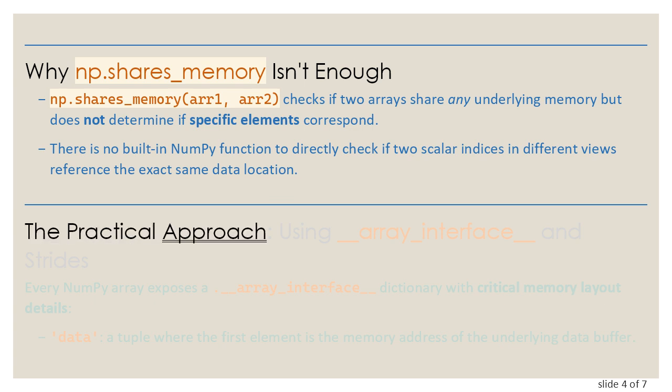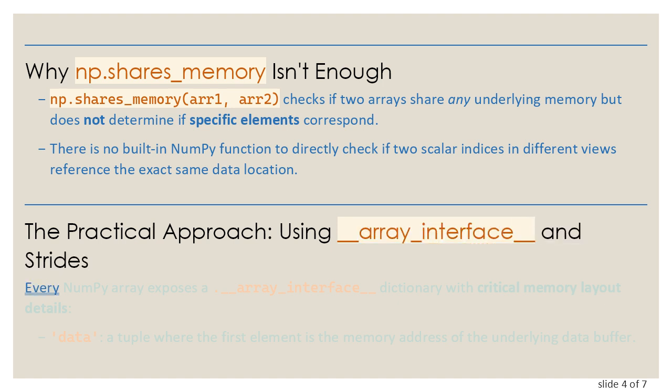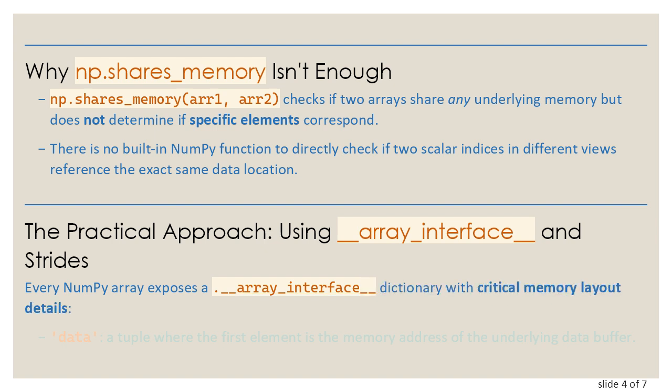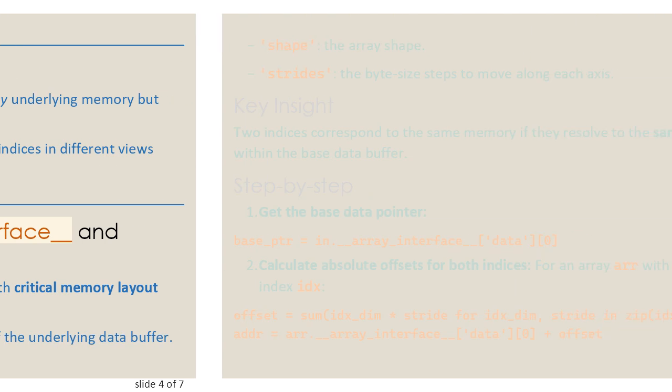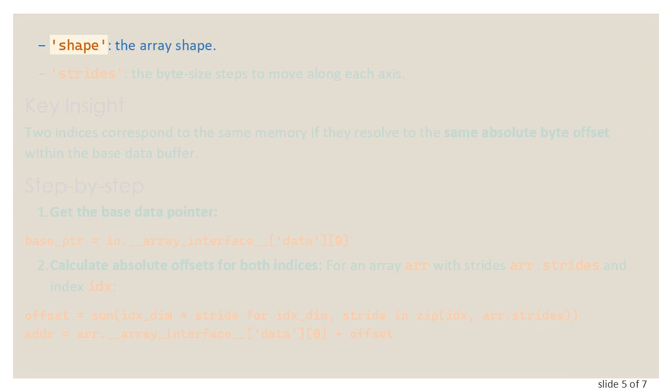The practical approach, using __array_interface__ and strides. Every NumPy array exposes an __array_interface__ dictionary with critical memory layout details. Data, a tuple where the first element is the memory address of the underlying data buffer. Shape, the array shape. Strides, the byte-size steps to move along each axis.